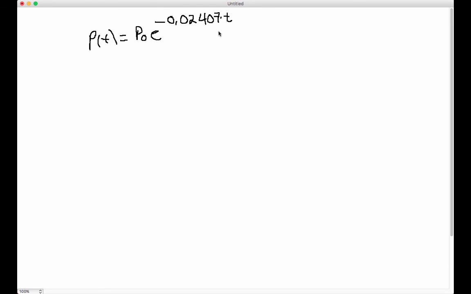Don't forget your variable. That's really important. In other words, this is still a function that has to have a variable involved in it. Okay, so that will be the model that, given any initial quantity and any time, we can tell you how much strontium 90 is going to be left after that many years. Okay, let's go ahead and leave it at that.